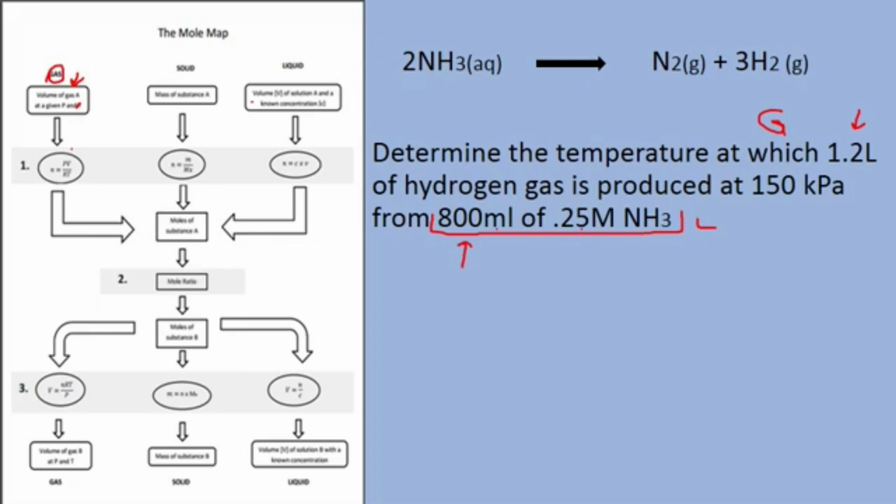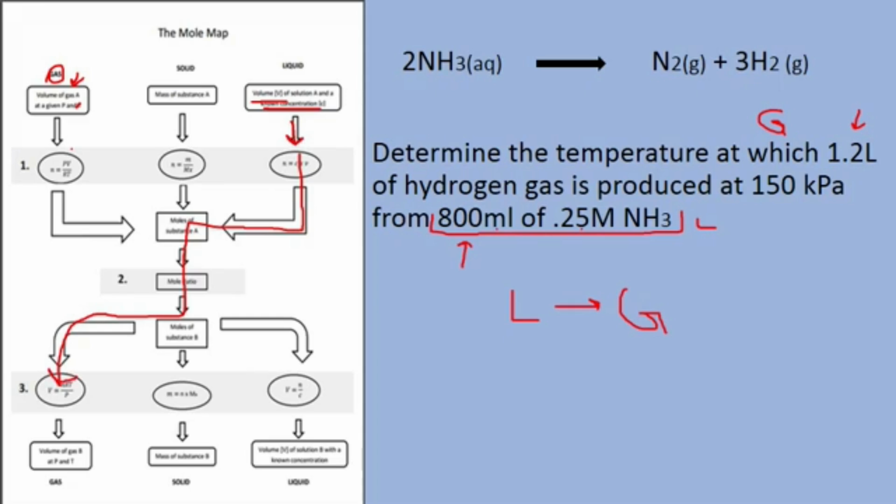By default, that means we're starting as a liquid, just to double check. We are given a volume, we are given a concentration. So this is going to be our first step on our mole map. So what we're doing here is we're going to be going from a liquid to a gas, and keep it in mind so you can follow the path here. This is going to be our path.